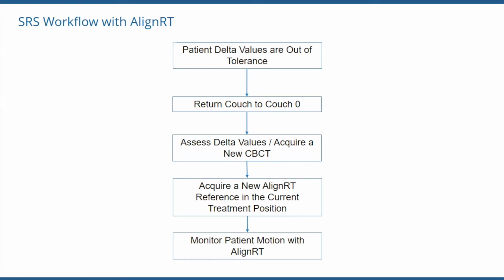If the patient does move or the delta values are out of tolerance, we can then return the couch to couch 0, assess the delta values to check whether the patient has moved, or if the delta values gone out of tolerance are due to couch walkout or some pod occlusion. We can acquire a new CBCT to verify the patient's position, acquire a new AlignRT reference in this new treatment position, and continue to monitor the patient and deliver the rest of the treatment.